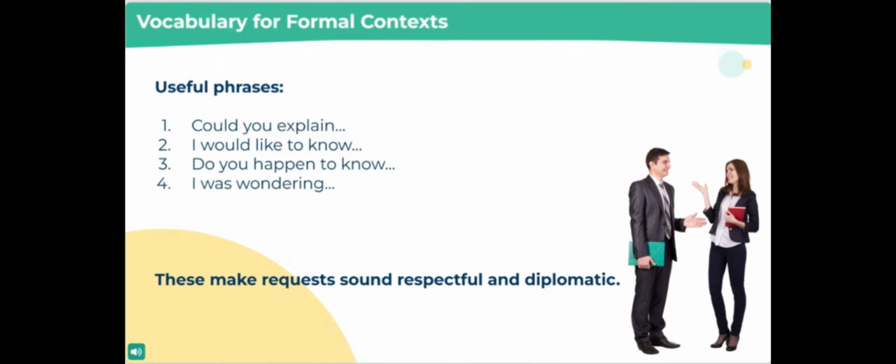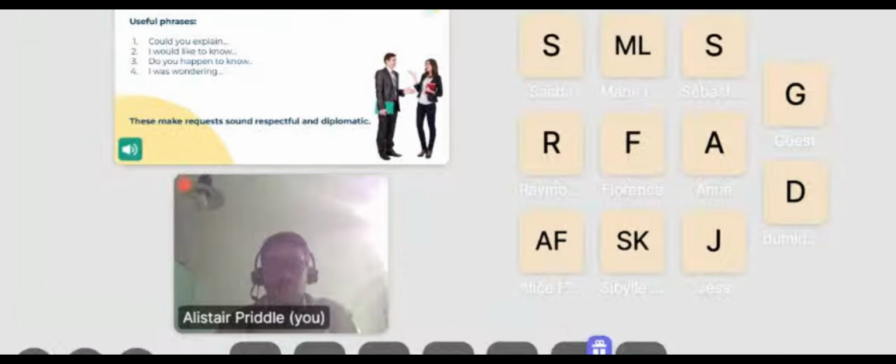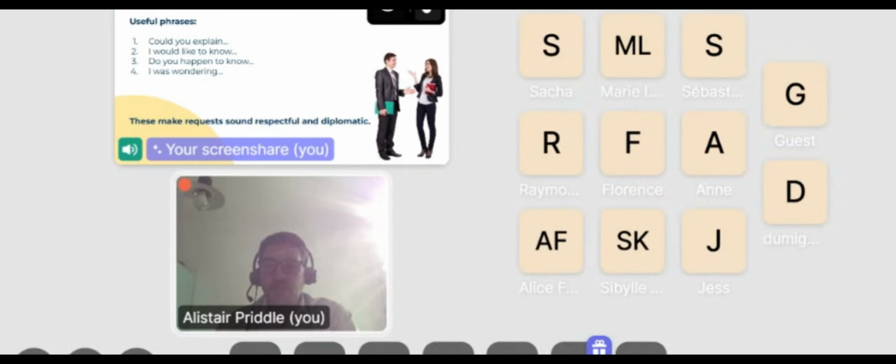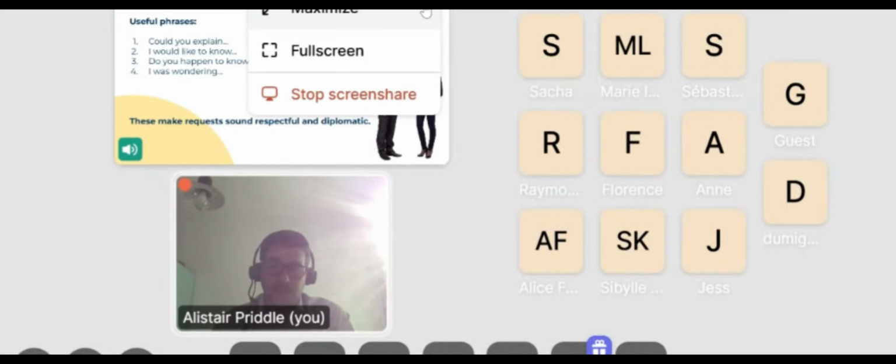Okay, so vocabulary for formal contexts. We've got some useful phrases. Could you explain? I would like to know. Do you happen to know? I was wondering. These make requests sound respectful and diplomatic.